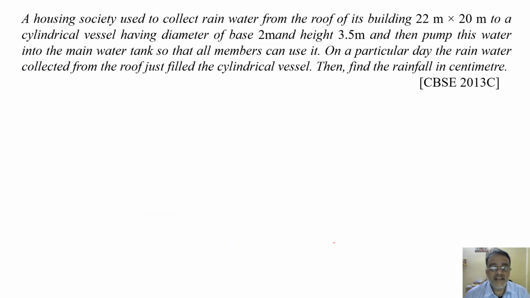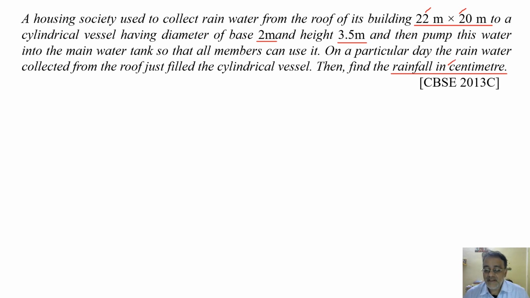A housing society used to collect rainwater from the roof of its building, 22 meter into 20 meter, to a cylindrical vessel having diameter of base 2 meter and height 3.5 meter, and then pump this water into the main water tank so that all members can use it. On a particular day, the rainwater collected from the roof just filled the cylindrical vessel. Then find the rainfall in centimeter. That means we have to find the height. Okay, L into B into this height. Question is clear?